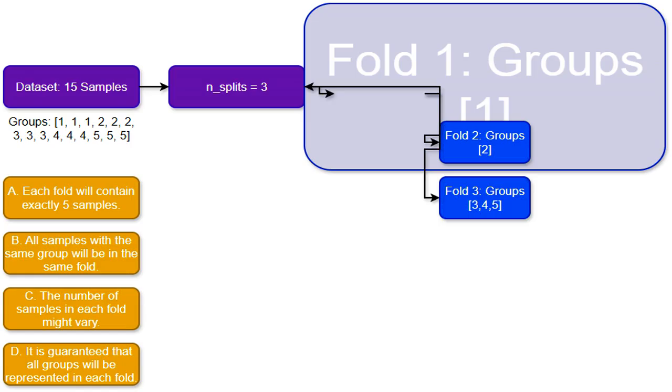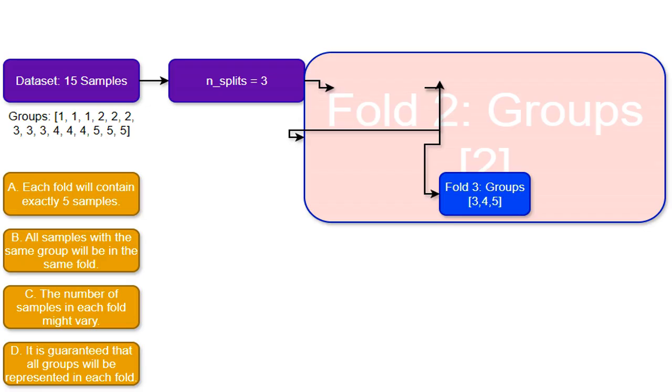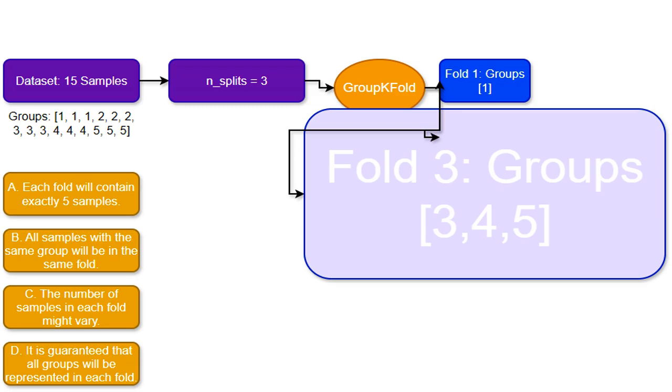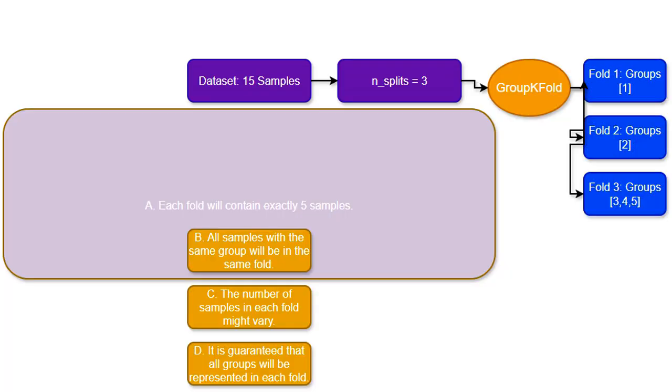In this case, 3 samples. The second fold contains all samples from group 2, again 3 samples. The third and final fold will have the remaining groups, 3, 4, and 5, each contributing 3 samples, resulting in a total of 9 samples in this fold. This statement is false. Because of how GroupKFold works, and the way the groups are structured, there are 3 samples in each of the folds.